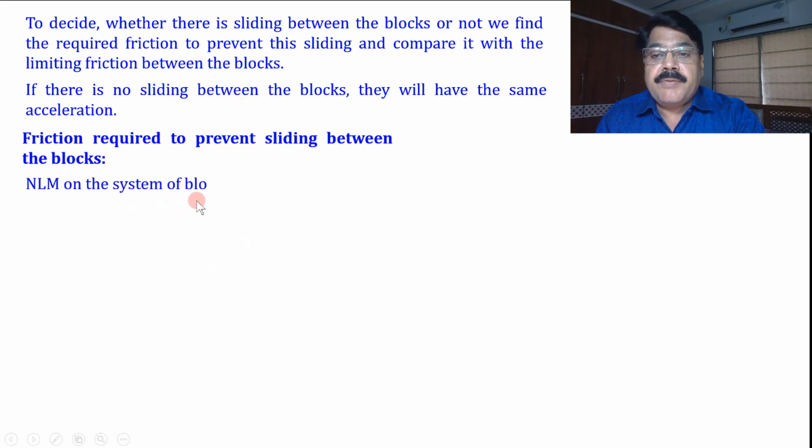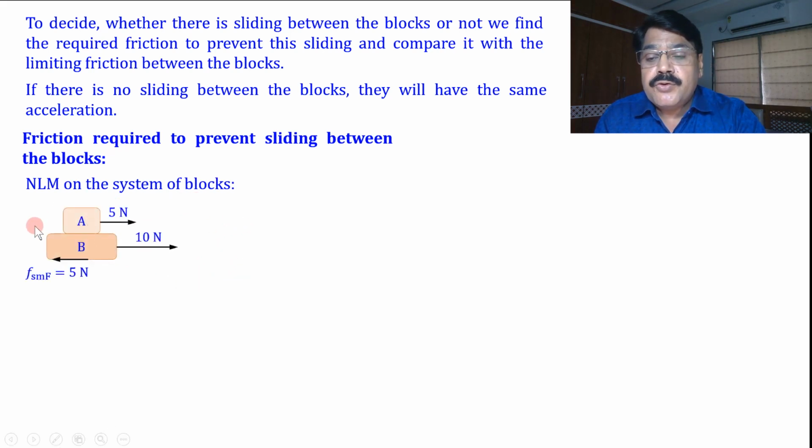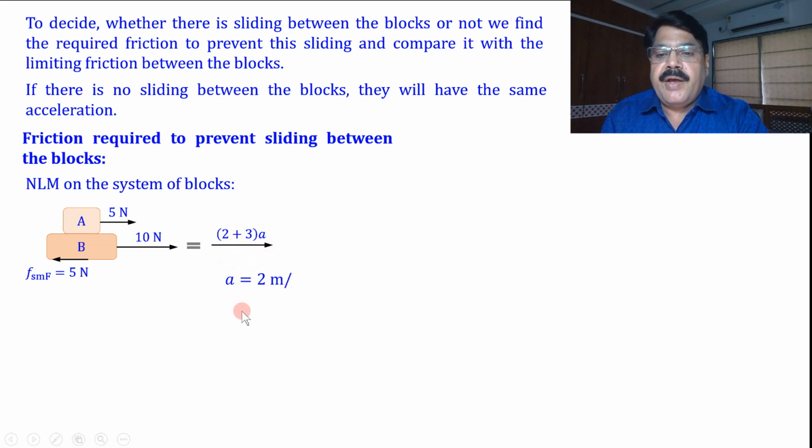Applying Newton's law of motion on the system of blocks, because we are assuming the same acceleration, we can treat them as a system. So we show only the horizontal external forces: 5 Newton, 10 Newton, and here the friction of 5 Newton. So that will be the mass of the blocks, 2 plus 3, into a. So here you get a equal to (15 minus 5) upon 5, so a is equal to 2 meter per second square, very easy.